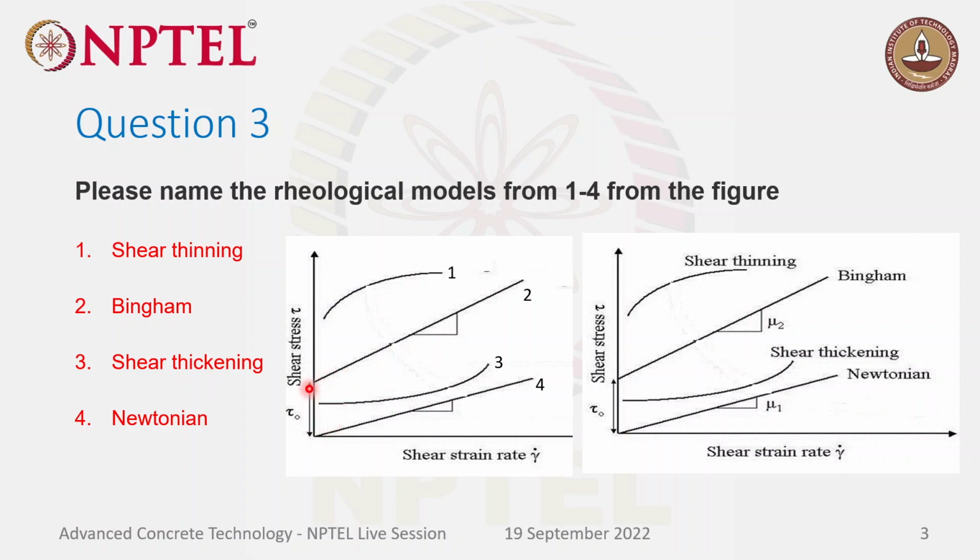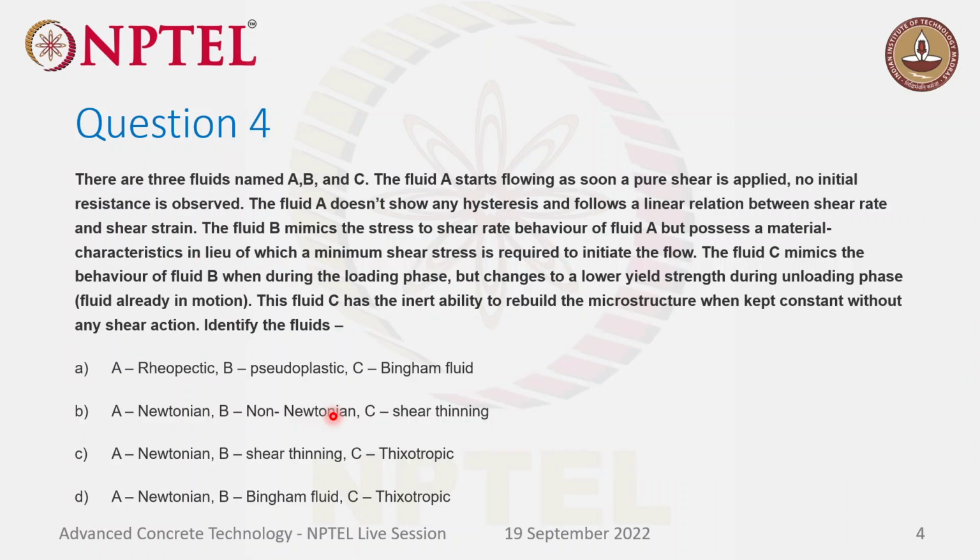Initially the fluid will have some shear stress. Once it starts to flow, there is a linear relationship between shear stress and shear strain rate. And then the third one is nothing but the shear thickening model. With an increase in shear strain rate, the shear stress also increases. And option 4 is nothing but the Newtonian model. The best example is water. Okay, now let's move to the next question.